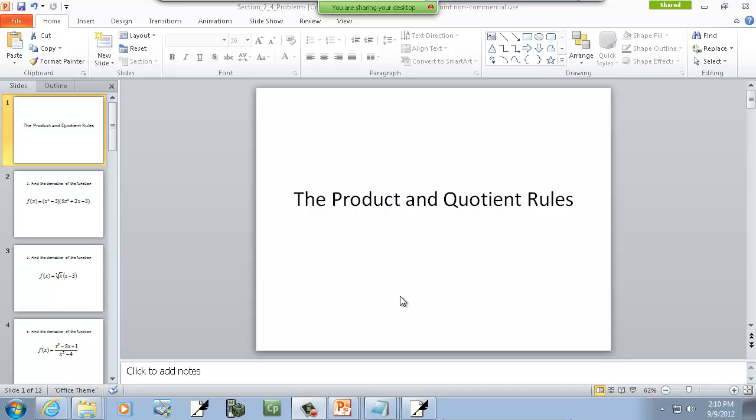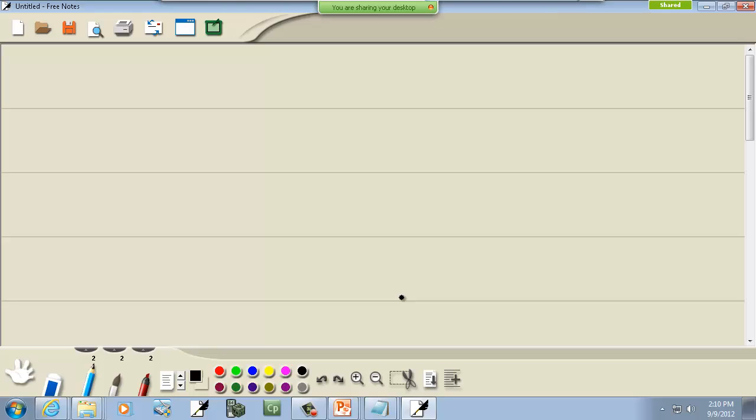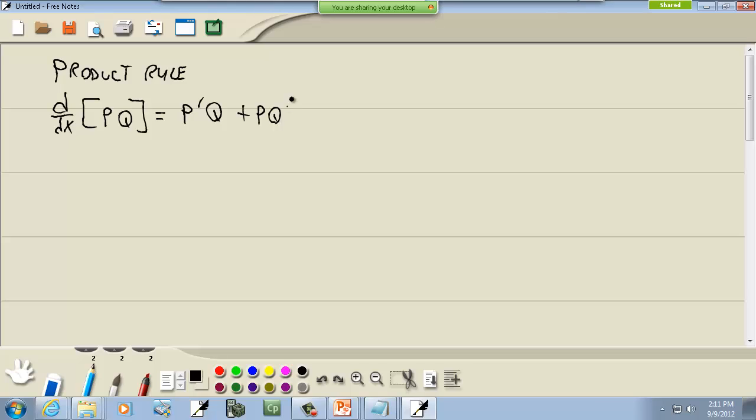Okay, this is the product and quotient rule. Let's first look at the formula for that. For the product rule, if we're trying to find the derivative of something times something else, P and Q are not numbers. If they're numbers, you don't use the product rule. There's a lot easier way than that. Then we can find the derivative of the product with this: P prime Q plus P Q prime. That's going to be our formula we're going to work with.